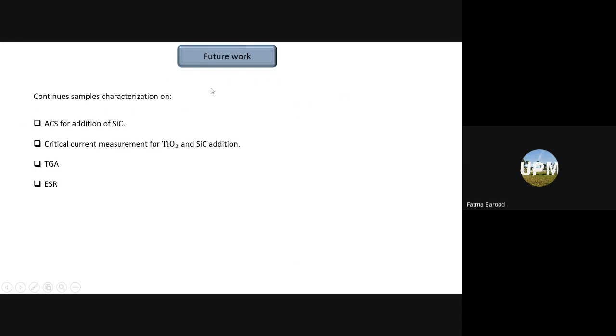So this is for future work: to continue characterization for AC susceptibility and critical current measurement for titanium oxide and silicon carbide addition, and characterization for TGA and ESR.